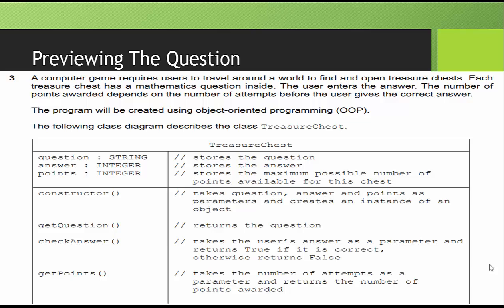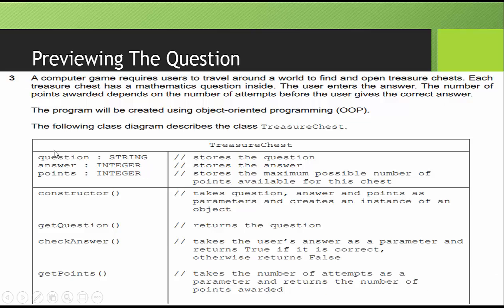So let's go ahead and preview this question. A computer game requires users to travel around a world to find an open treasure chest. Each treasure chest has a mathematics question inside. The user enters the answer. The number of points awarded depends on the number of attempts before the user gives the correct answer. The program will be created using object-oriented programming. The following class diagram describes the class treasure chest, so they give us all the information we need.